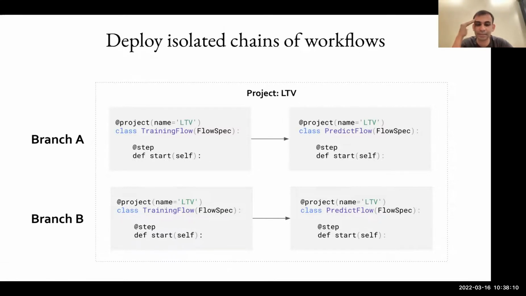And what that means is that, if you have a new data scientist on your team, they can very easily fork your project, and they can just start executing it and start experimenting on top of it without stepping over the production runs.